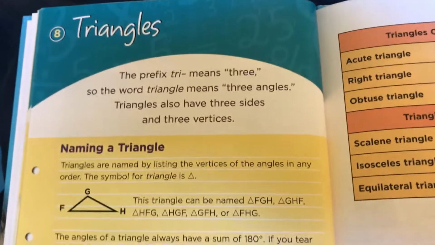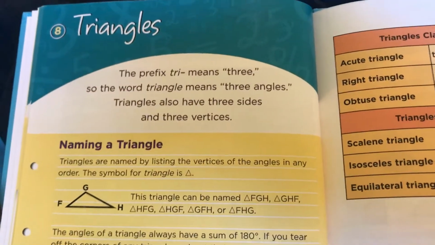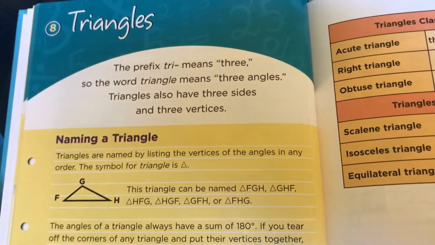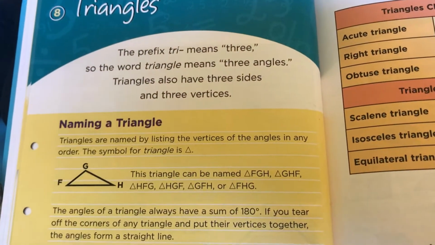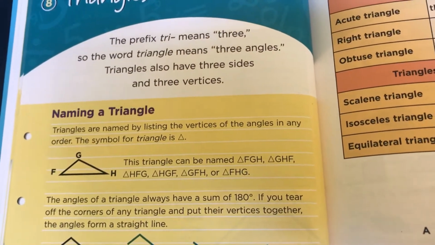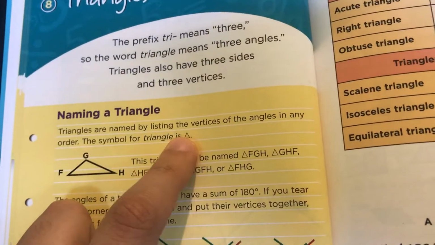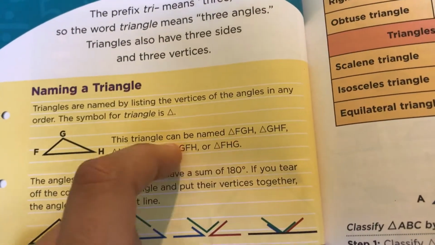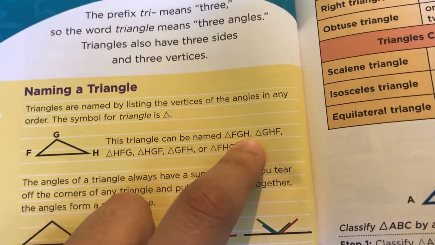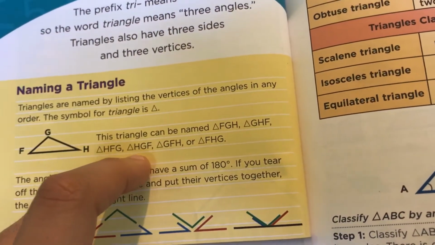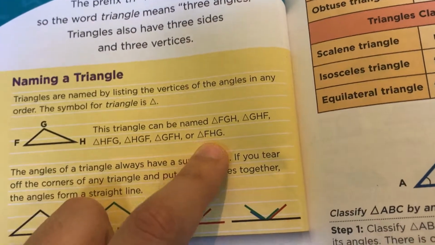Okay, triangles, chapter 8. The prefix tri means 3, so the word triangle means 3 angles. Triangles also have 3 sides and 3 vertices. Naming a triangle. Triangles are named by listing the vertices of the angles in any order. The symbol for triangle is a little triangle. This triangle can be named triangle FGH, triangle GHF, you get it, HFG, HGF, GFH, or FHG.